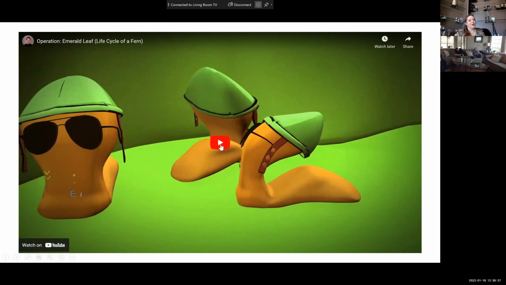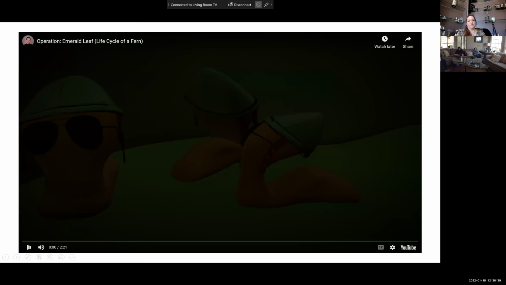I know these look a little weird. This is your fern life cycle. These dudes have strange claymation looking things that aren't really clay.